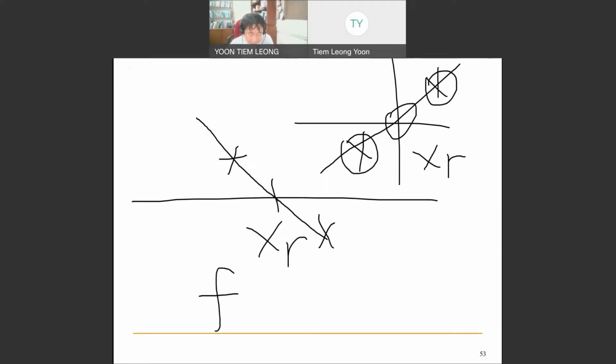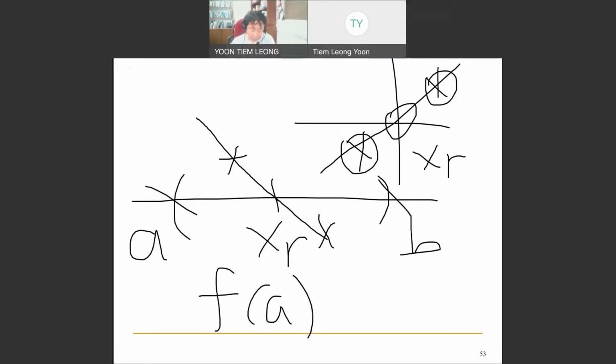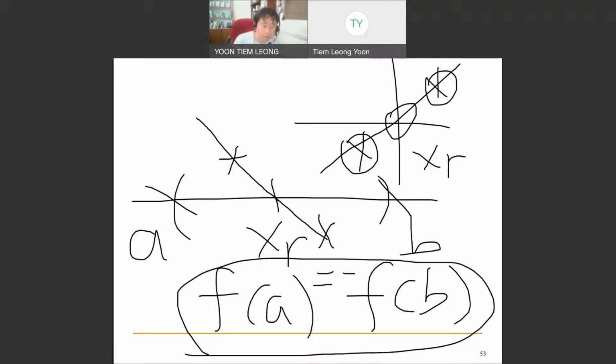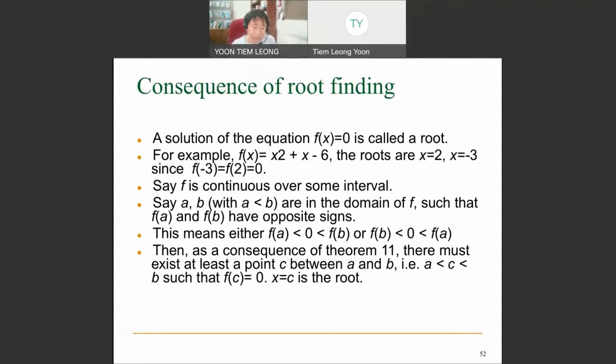Therefore, if you have a root, then on the left hand side of the root, let's say you call it a, and the right hand side you call it b, then the values of the function at the left hand side of the root and the right hand side of the root must be opposite to each other. So this is a mathematical statement that describes this situation. That is, the sign of a function on both sides of a root must be opposite to each other. Okay, so this is the characteristics of a root. So this is what this slide is trying to tell you.